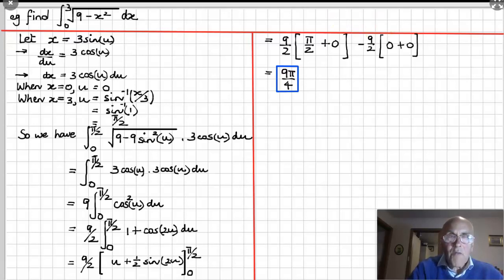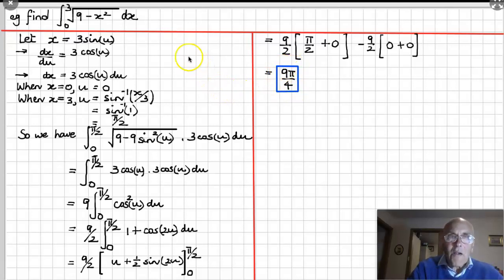remember I said we're working out the area of the upper right hand quadrant, quadrant 1 of this semicircle, which is sitting above the x-axis and symmetrical about the y-axis of radius 3. So what, come on, you tell me, what's the area of a circle of radius 3? Pi times 3 squared, isn't it? So that's 9 pi, and this is a quarter of it. Don't you love it?